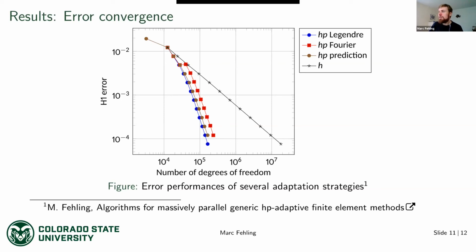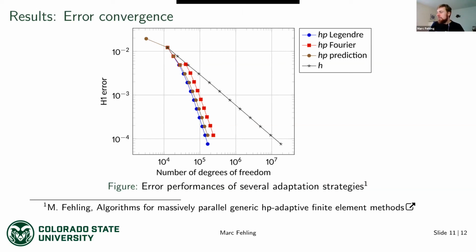So what you see here is the error performance of different algorithms. You will see in a double logarithmic plot the number of degrees of freedom on the x-axis over the H1 error on the y-axis, and we compare here different HP strategies with a pure H strategy, and each of these dots represents one cycle in the consecutive refinement.